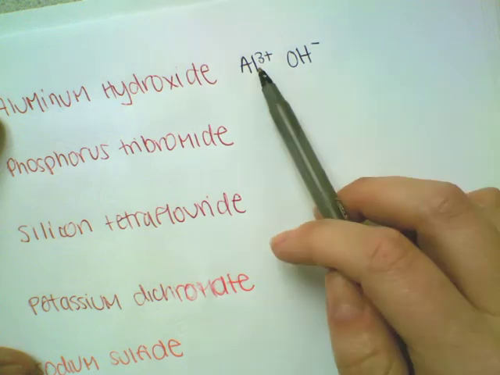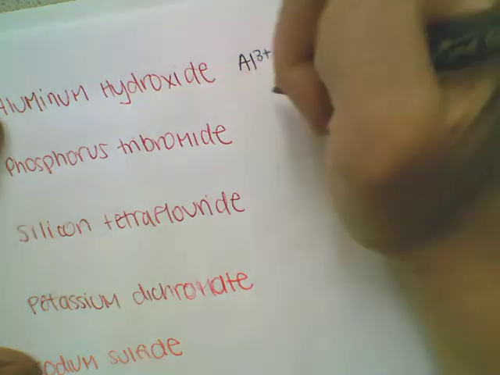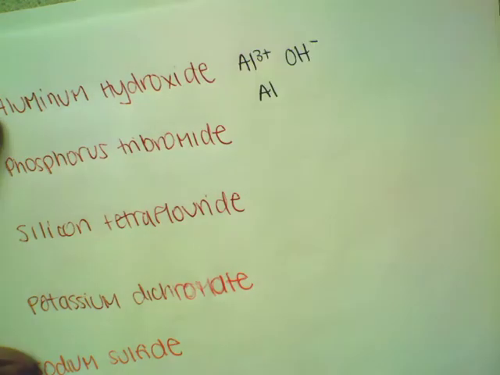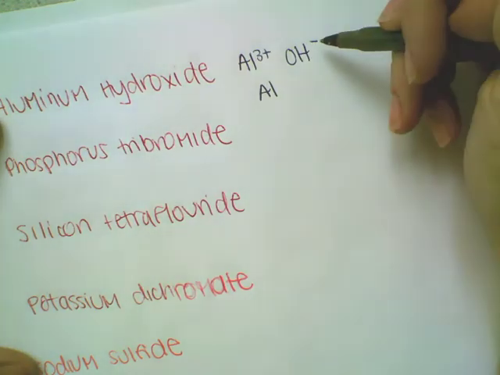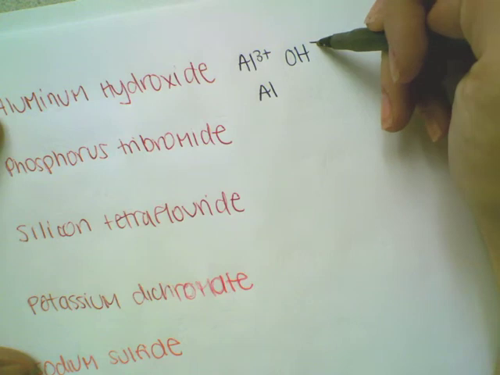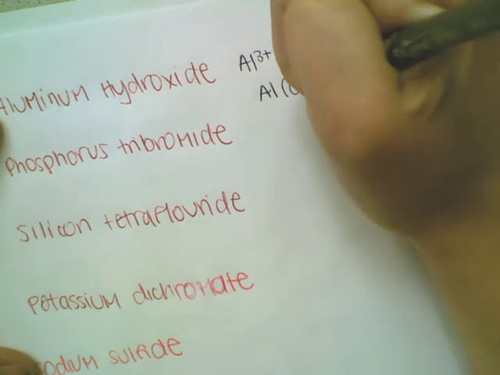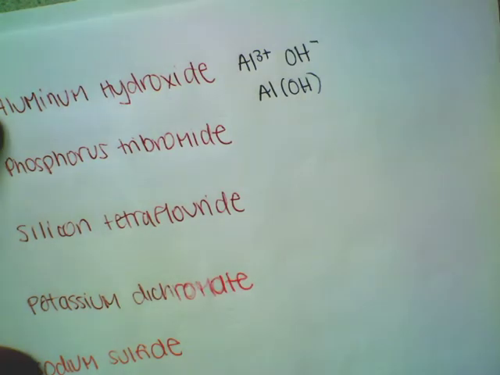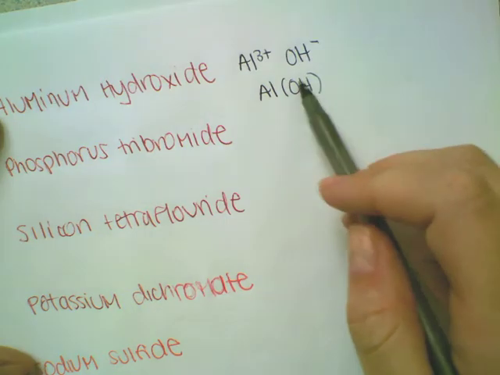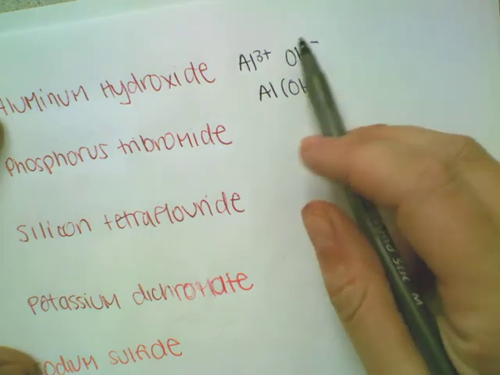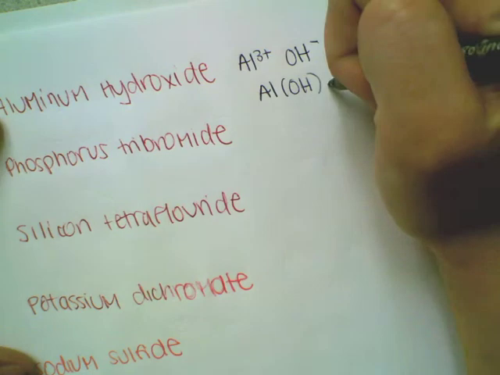So how many aluminum would I need so that it adds up to +3? That would be just 1. And then 1 goes into 3 three times, so I would need 3 hydroxide ions. If you need more than one of a polyatomic ion, you have to use parentheses. So I'm saying I need 3 OHs. It's the OH altogether that has the -1 charge.